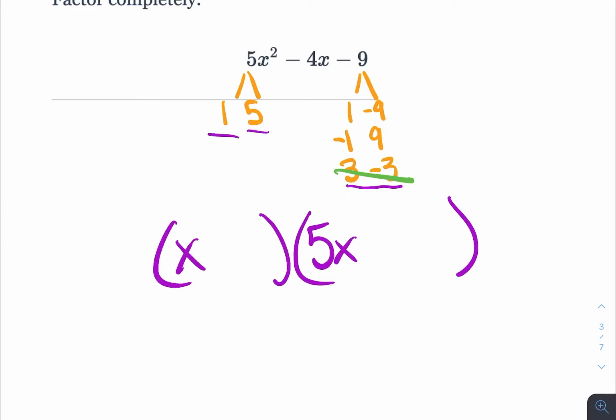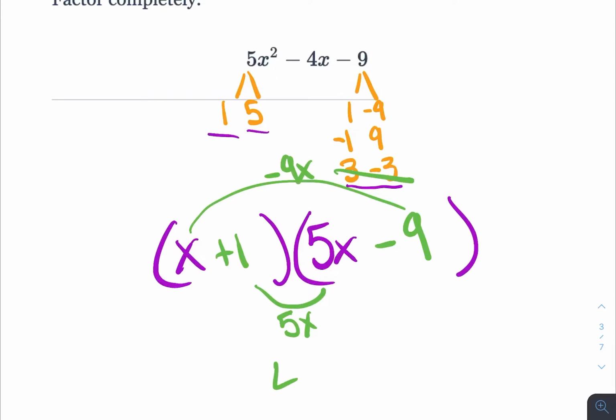Now we've got to try 1 and negative 9 or negative 1 and positive 9. We're just going to start with 1 and negative 9. Again, we take outsides, insides. Negative 9 times x is negative 9x. 5 times 1 is 5x. Add those together, we get a negative 4x, which is what we're trying to find.